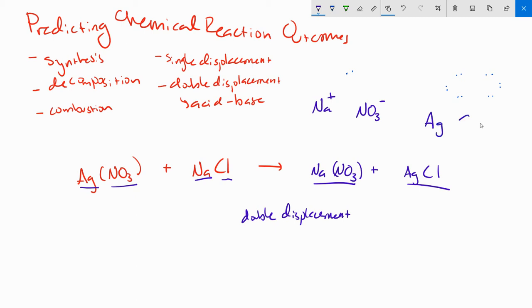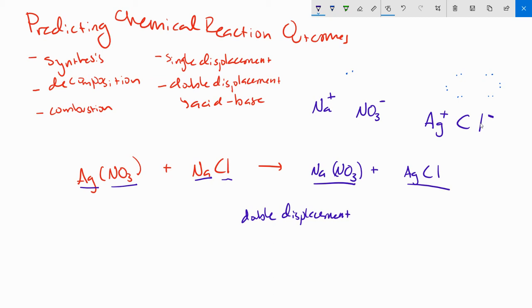We have silver and chlorine. Silver has a charge of plus 1. It is one of the few transition metals that has a consistent charge. And then chlorine always has a minus 1. So 1 minus 1 is 0. This is already neutral. We don't have to do any subscripts down here.